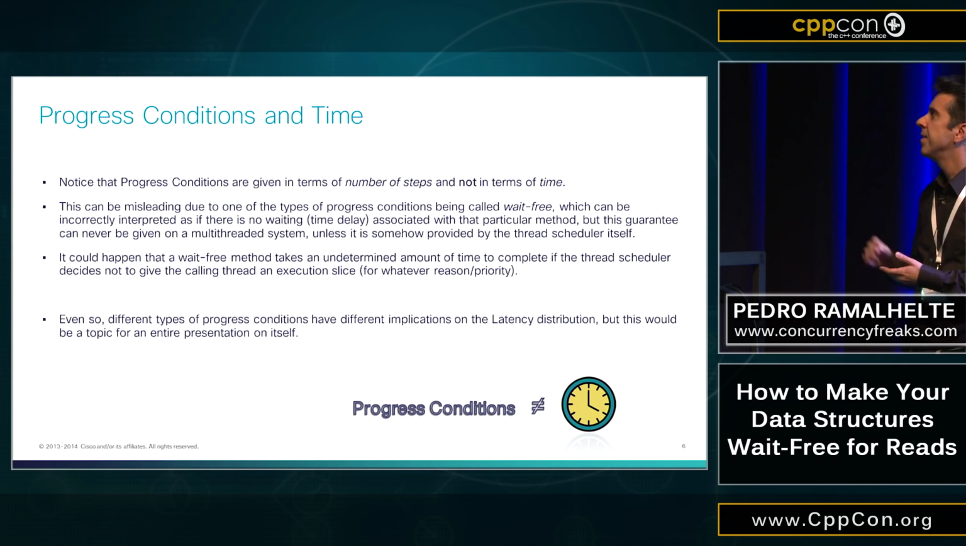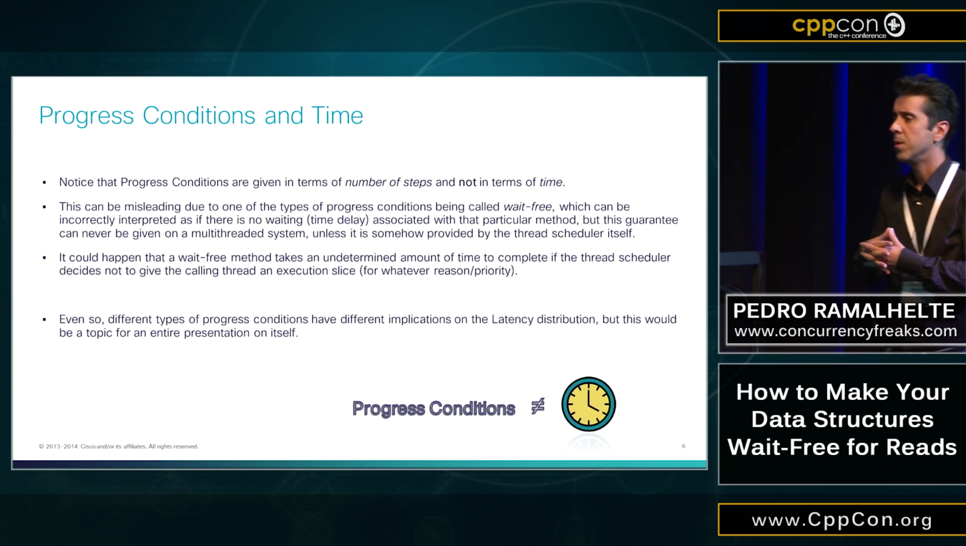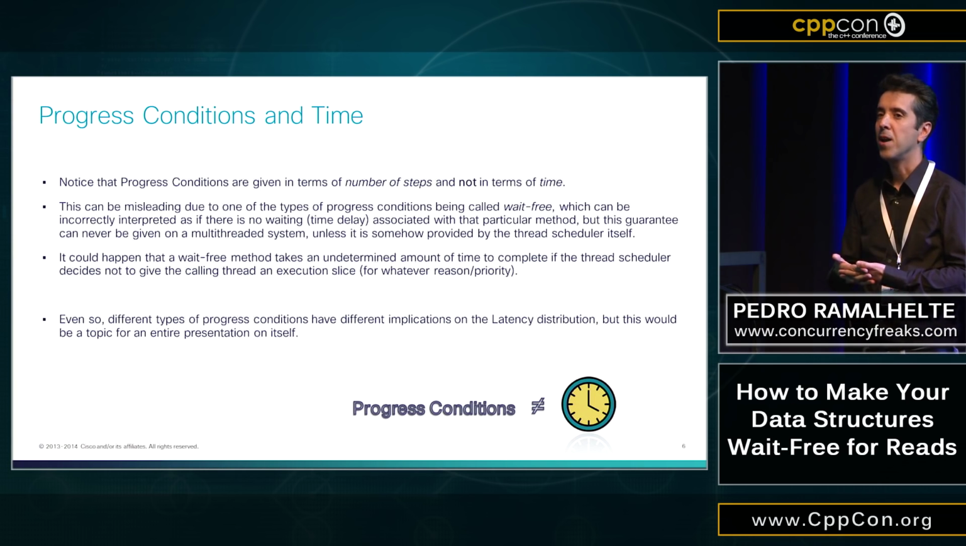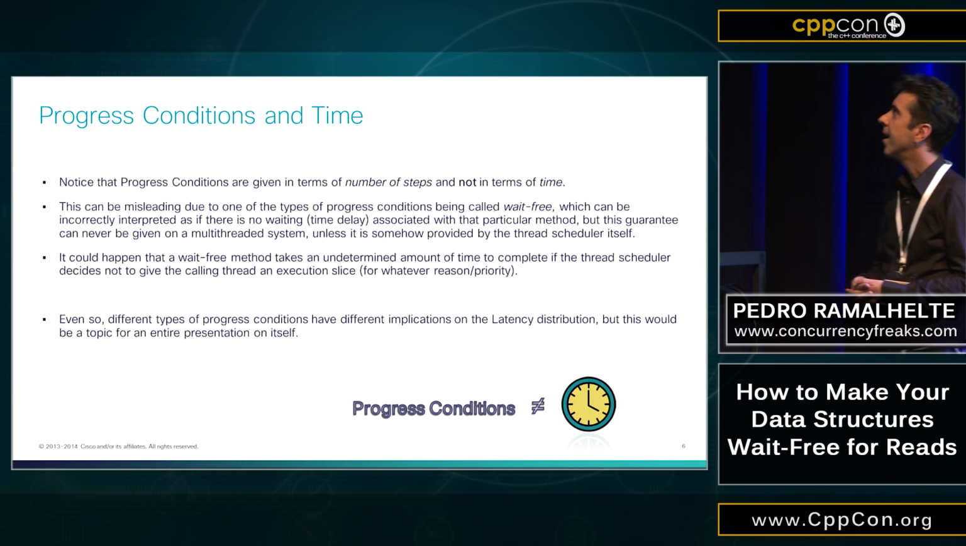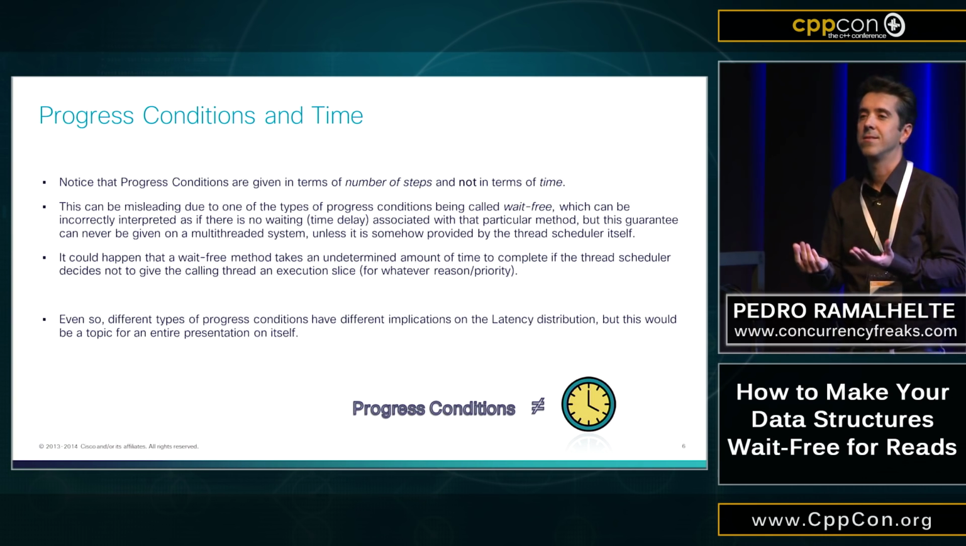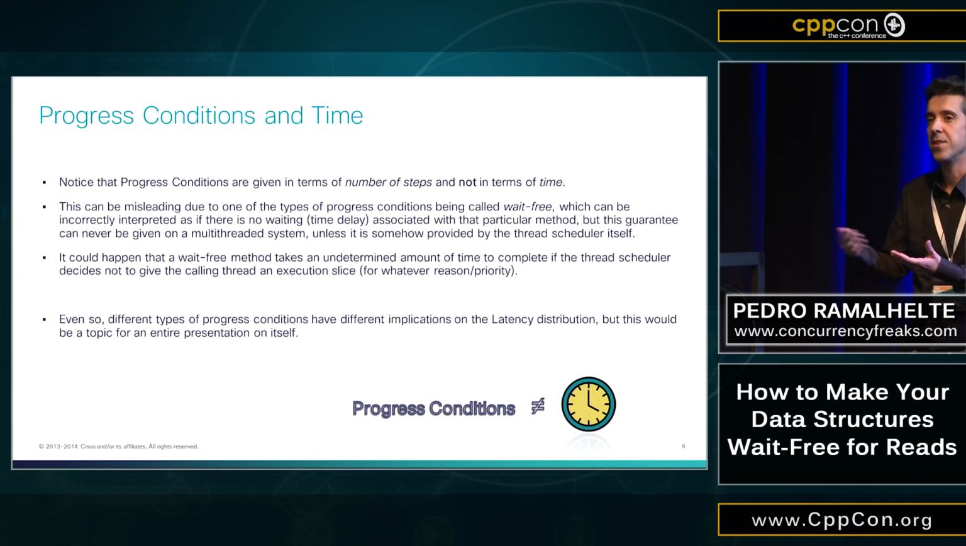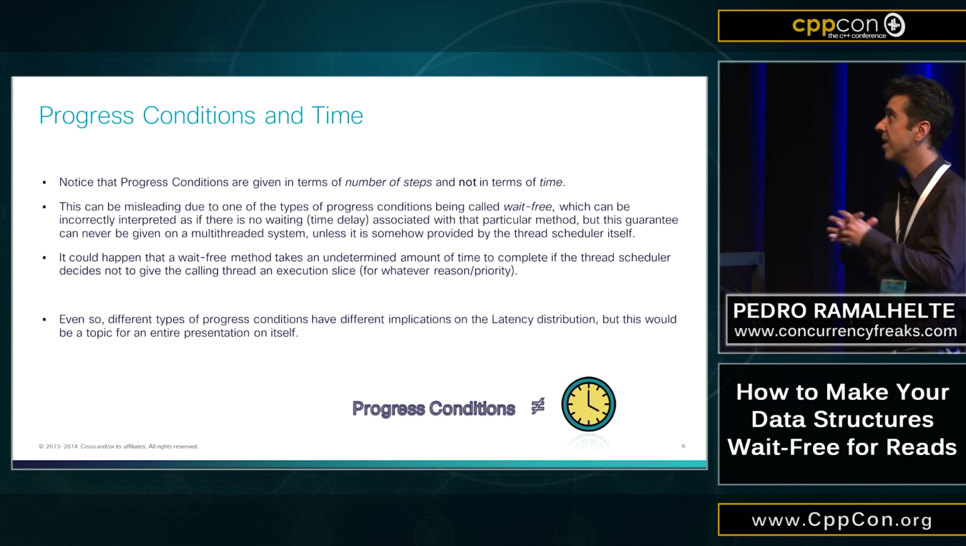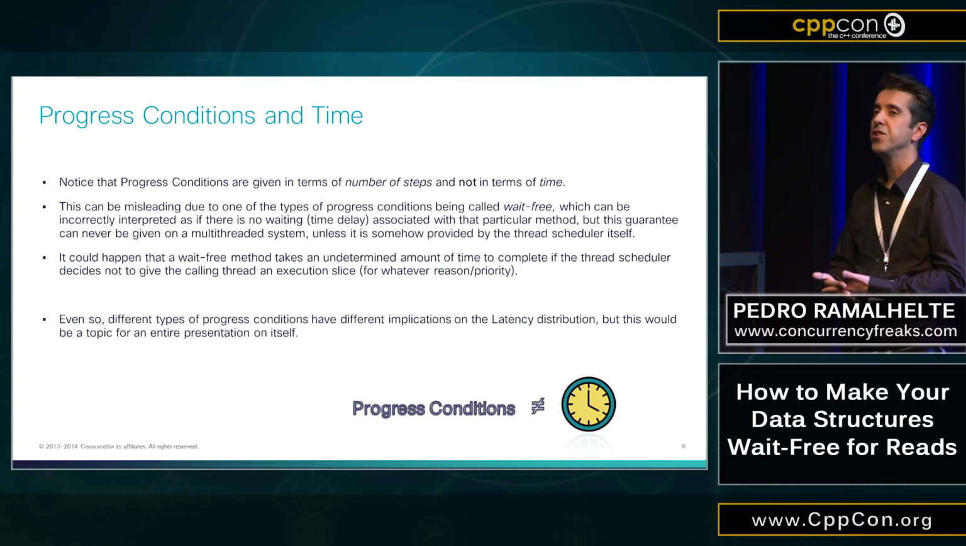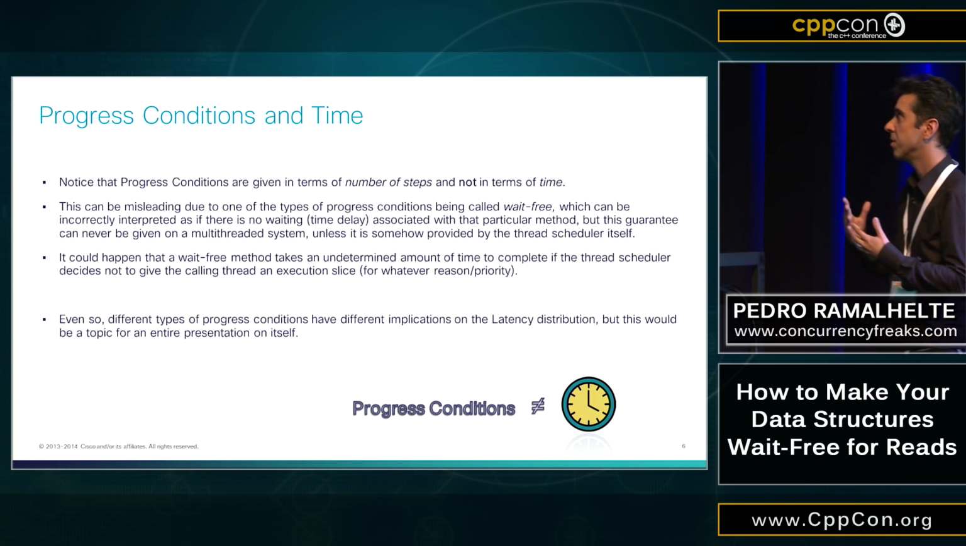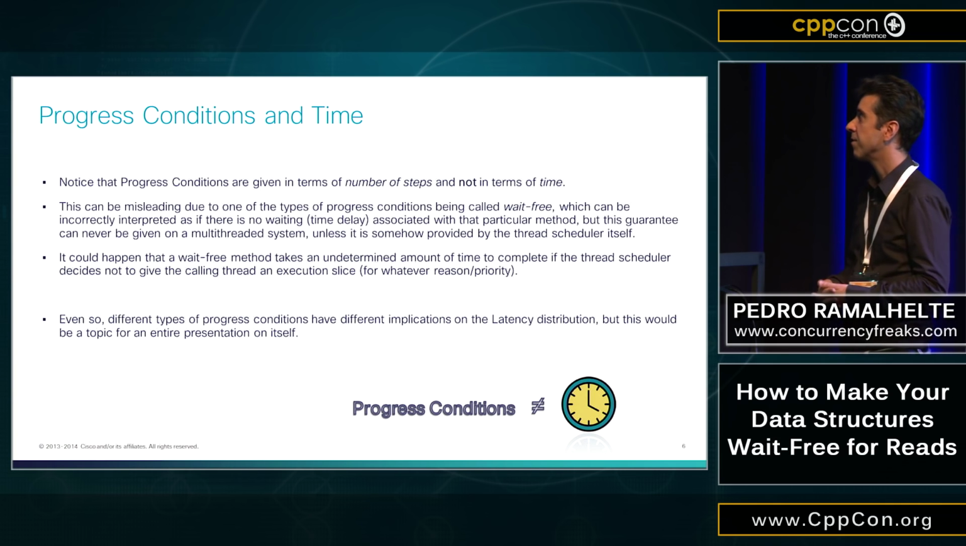Now, the first thing that most people get confused about is that progress conditions are not about time. They're about the number of steps it takes to complete some kind of task or work. And this is particularly confusing for wait-free because the word wait implies time. It's like you're waiting for something, so if it's wait-free, you're not waiting, so there's no time or something. But that's not directly what the definitions talk about. The definitions talk about the number of steps needed to complete some task. So we have to be careful about that.